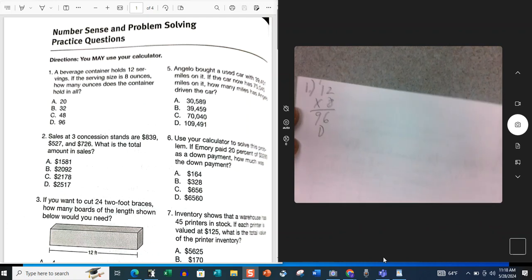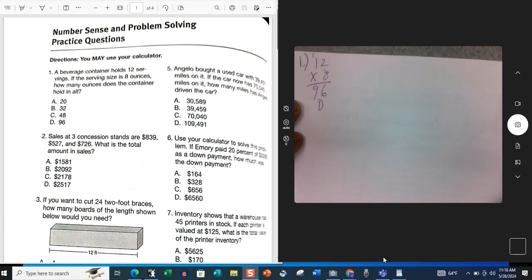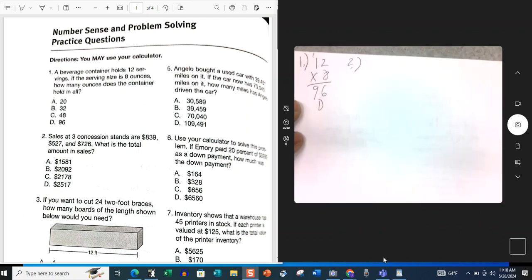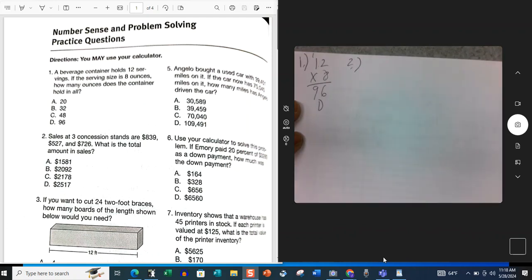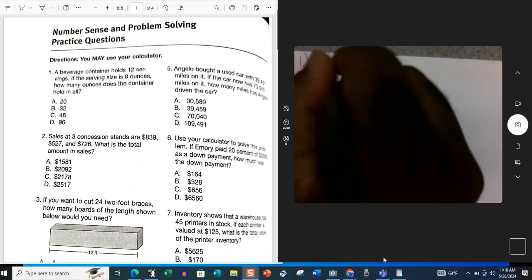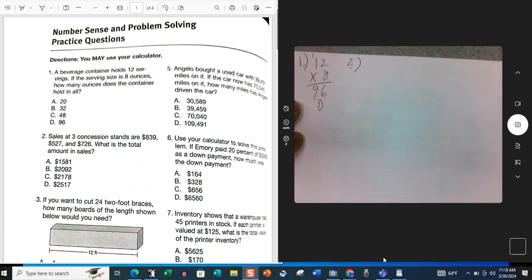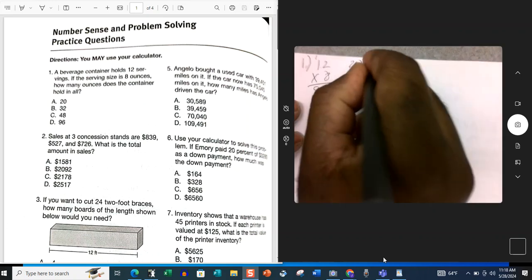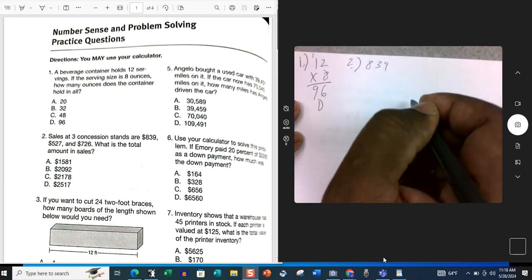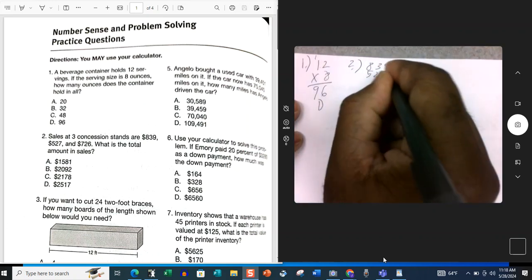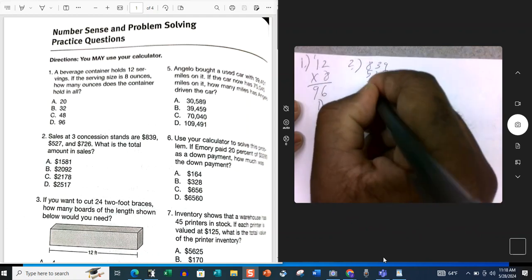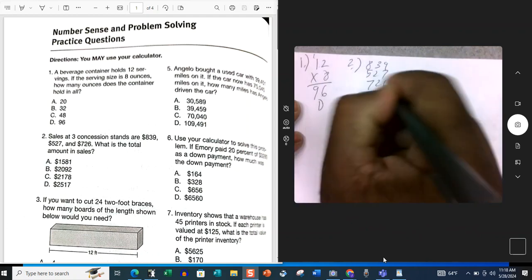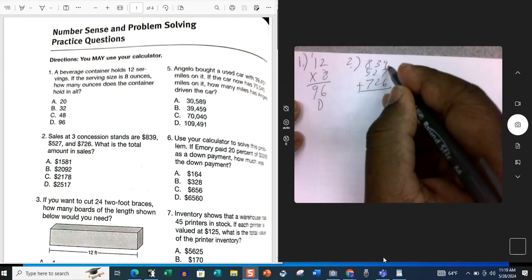Okay, now we go to problem number 2. It says sales at 3 concession stands are $839, $527, and $726. What is the total amount of sales? So we have 839, 527, and 726. And we know this will be in dollars, so we can add these up.